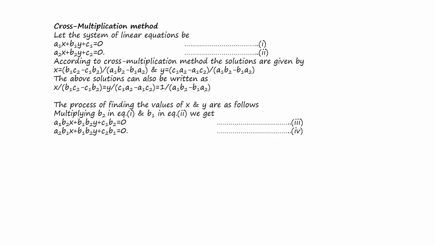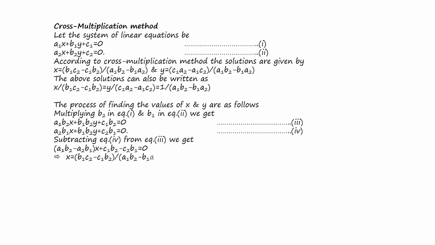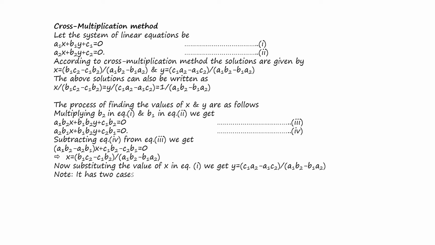Now, just by following the elimination method, subtracting equation 4 from equation 3, we get (a1b2 minus a2b1) into x plus c1b2 minus c2b1 equals 0. Or we can write it as x equals b1c2 minus c1b2 whole divided by a1b2 minus b1a2. Now, substituting the value of x in equation 1, we get y equals c1a2 minus a1c2 whole divided by a1b2 minus b1a2.